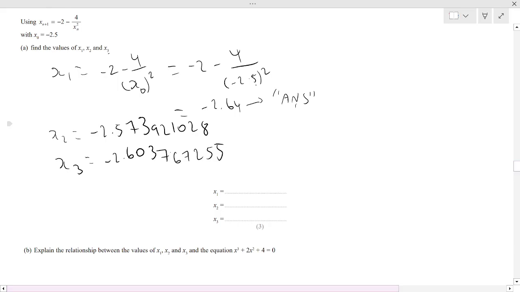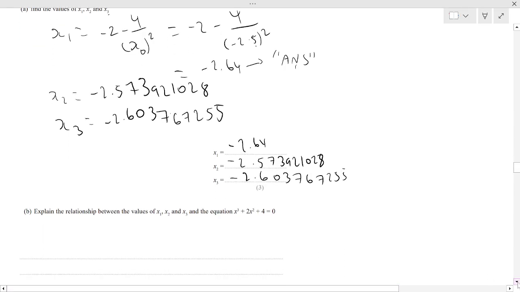So then you just put that here. So x1 is minus 2.64, x2 is minus 2.573921028. If it doesn't tell you, with the iteration in particular, what to round to, I mean, you might get away with it. I'll have to check the mark scheme. But with this sort of thing, because the accuracy is so important, you should probably just give all the digits, right? To really cover your bases. But normally they do tell you to round it to something, but not this time.